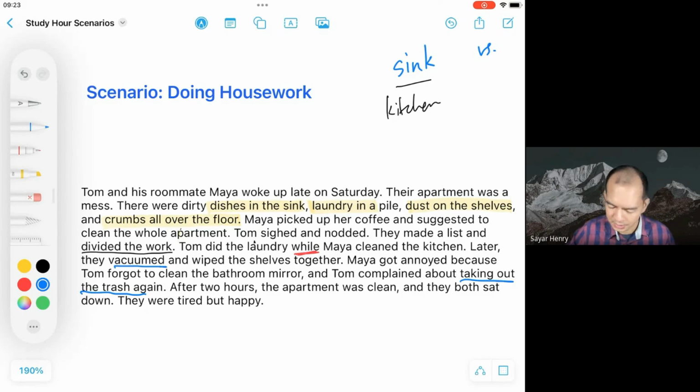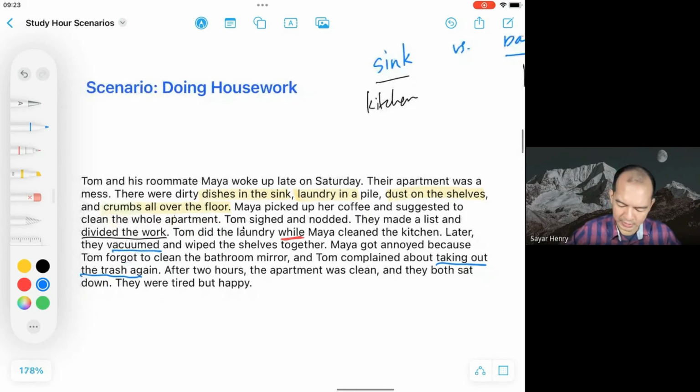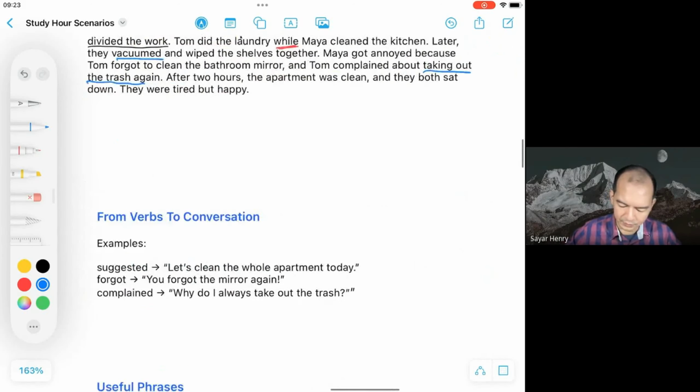After two hours, the apartment was clean and they both sat down. They were tired but happy. So, this is the little scenario, and we will base on that scenario and try to pull out all the potential conversation. So, let's take a look at the example over here.